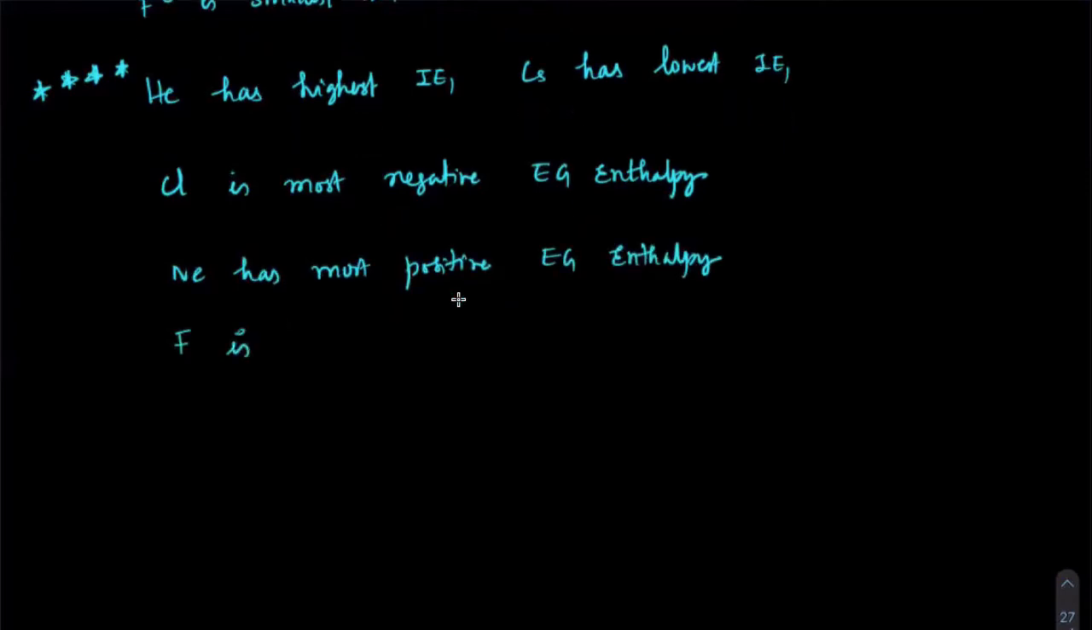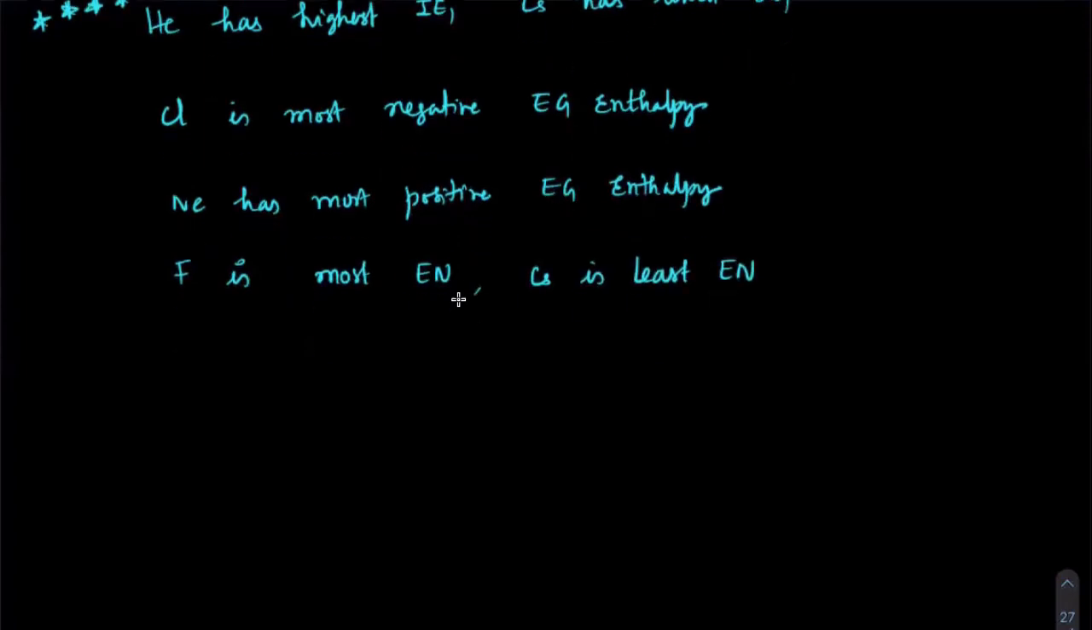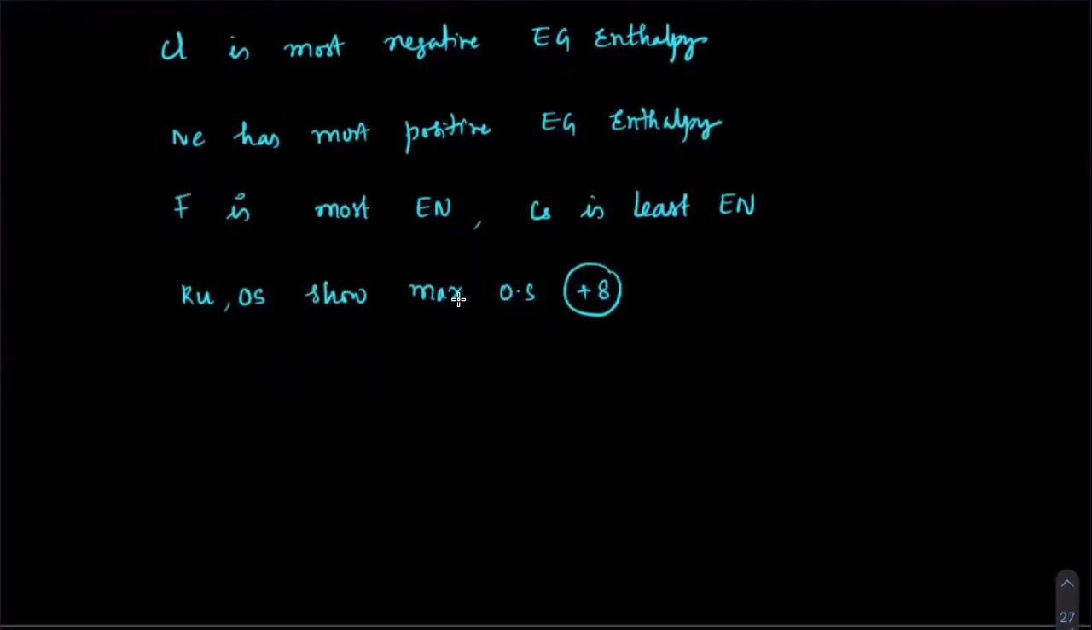This is a very easy one. Fluorine is the most electronegative atom, while Cs is the least electronegative atom. Got it? Next, ruthenium and osmium show the maximum oxidation state, which is +8. No other elements will show +8 except these two.